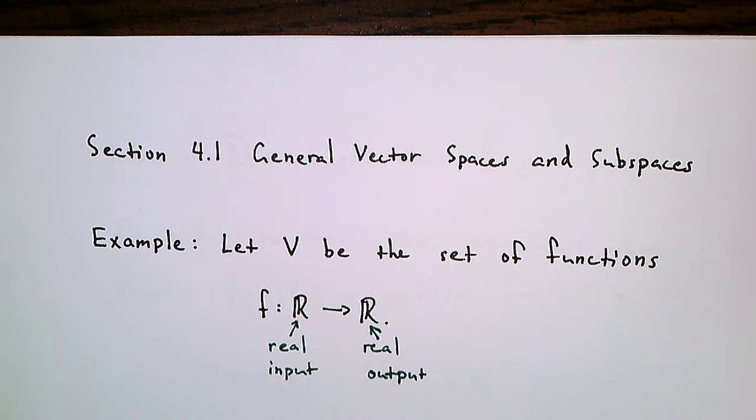In section 4.1, we're going to talk about general vector spaces and subspaces. So we're going to take the idea of Rn, lists of numbers like we've been looking at, and matrices, and expand our concept of vector spaces to include more kinds of things.